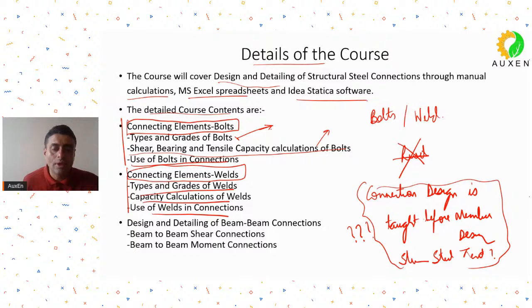In fact, even if you look at the code, the connection design comes in section 10, and the member design is already covered by then. So member design in Indian standard IS 800 comes in sections 6, 7, 8, and 9. So these four sections cover the member design, and section 10 covers the connection design. It's only in the Indian textbooks that we start with connection design for some reason which is not yet clear to me.